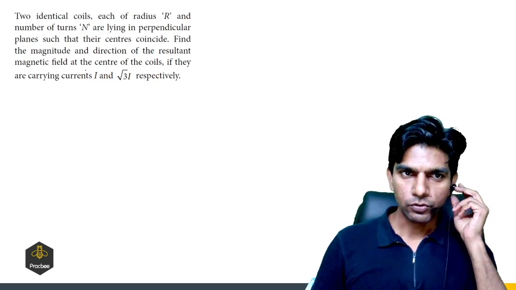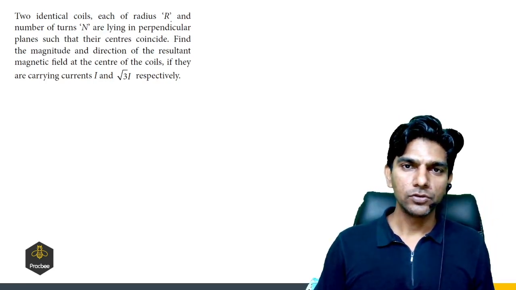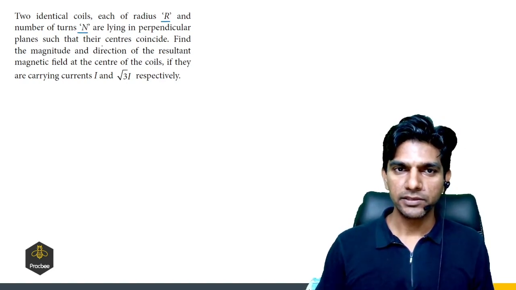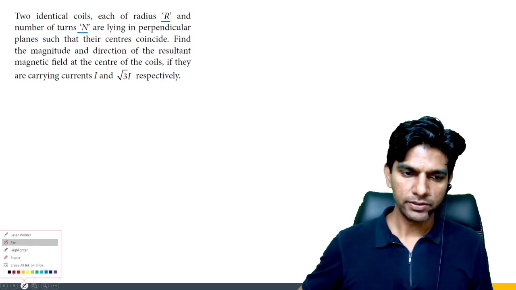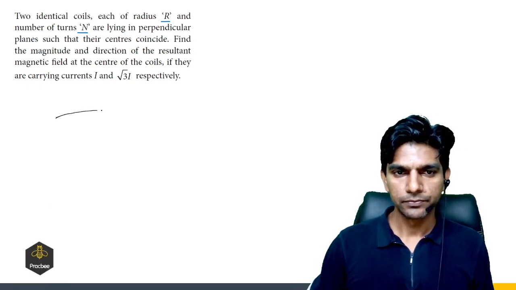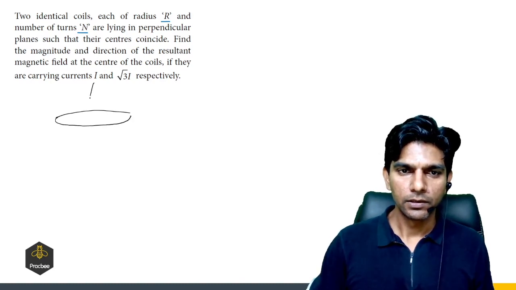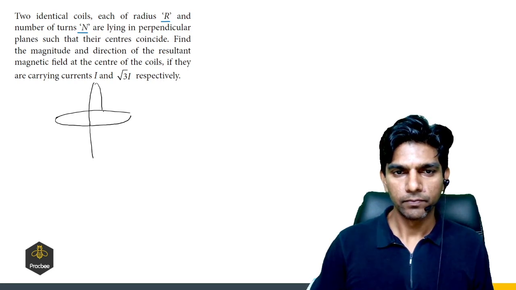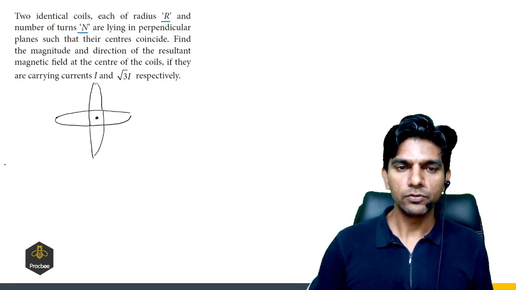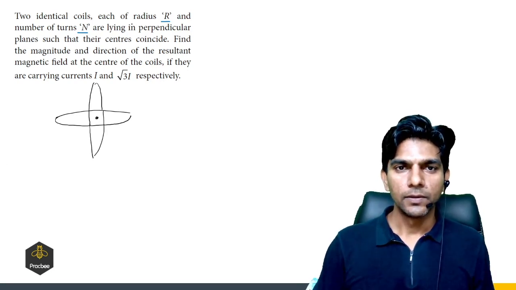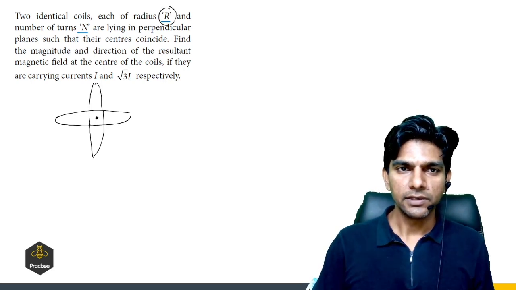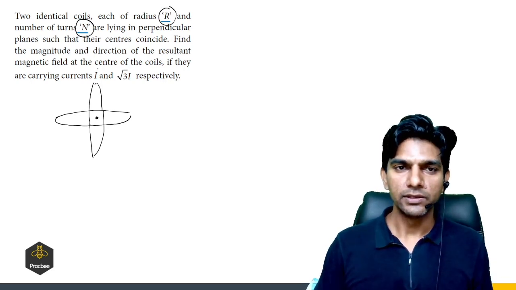Right, now let us see one more question. Two identical coils, each of radius r and number of turns n, are lying in perpendicular planes such that their centers coincide. So something like this. Let me show you. This is one coil and this is another coil, and their centers are coinciding, and the radius is r and the number of turns in both the coils is n.